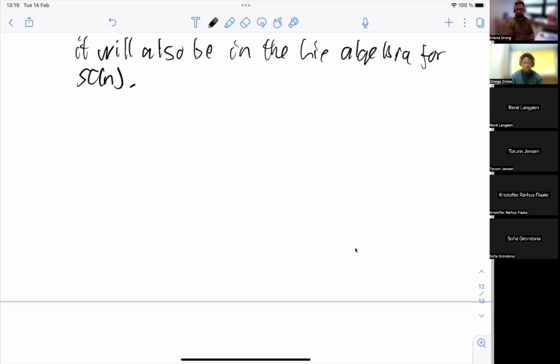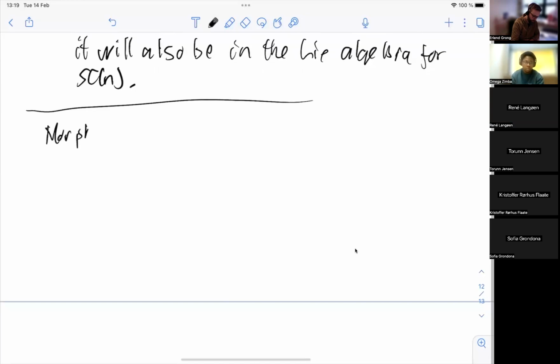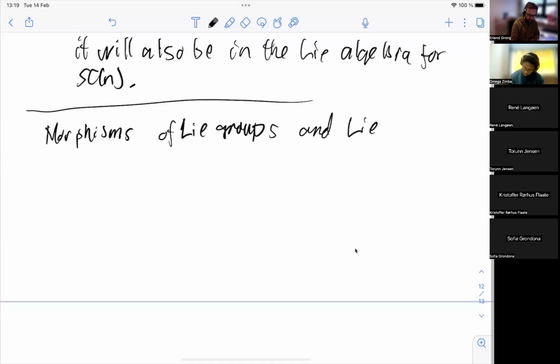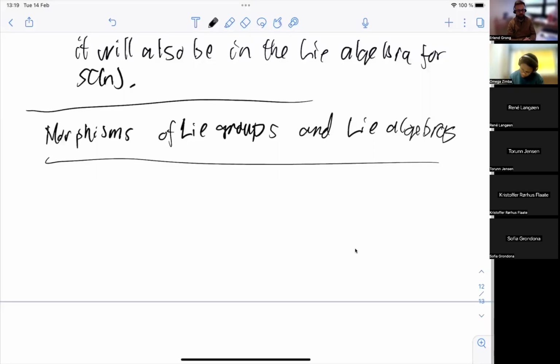Let's talk a little bit, finally, about morphisms of Lie groups and Lie algebras, because this will actually be a key step in our transition from working with Lie groups to just working with Lie algebras, and a way to show a lot of nice properties. For example, we've only assumed so far that group homomorphisms are continuous, and in fact, we're going to show that if they're continuous group homomorphisms, they will actually be smooth.